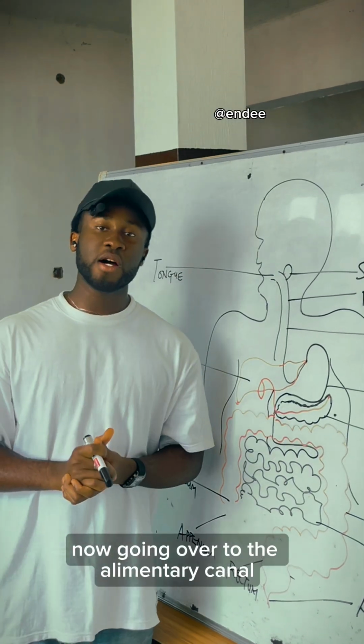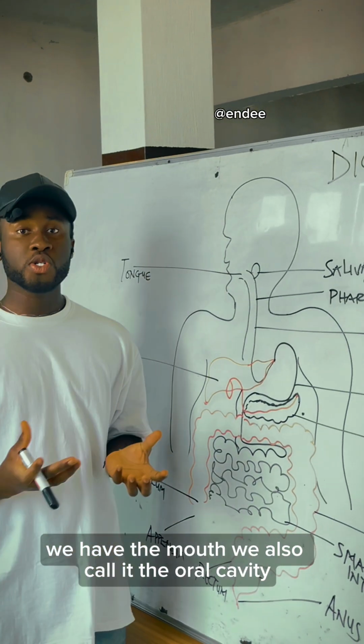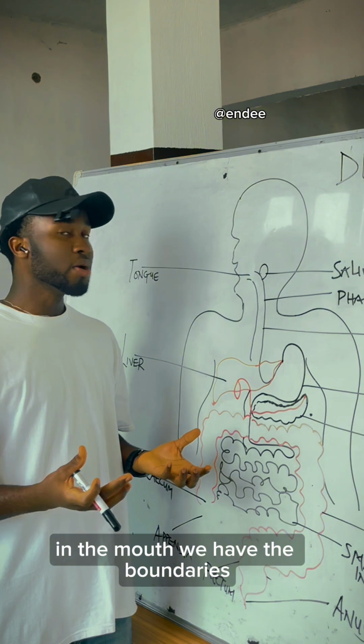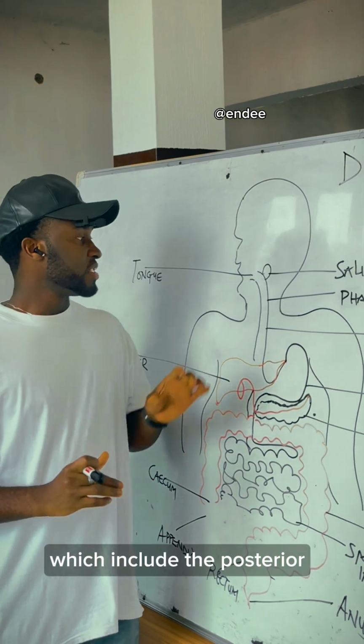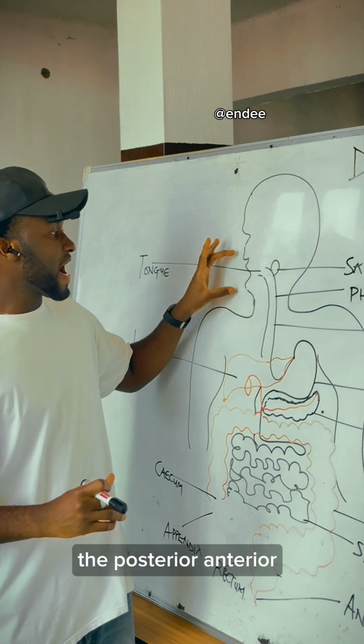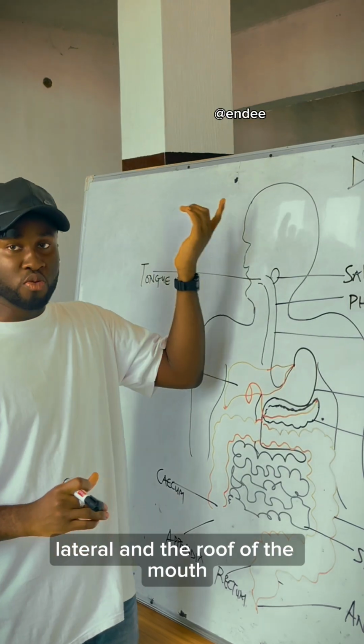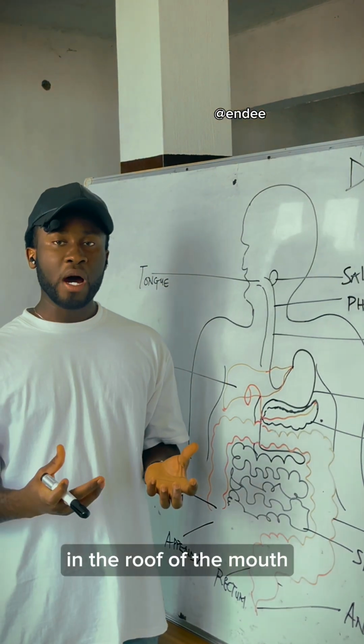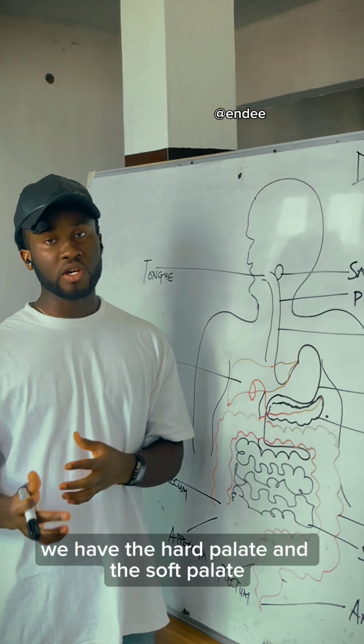Now, going over to the alimentary canal, we have the mouth. We also call it the oral cavity. In the mouth, we have the boundaries, which include the posterior, anterior, lateral, and the roof of the mouth. In the roof of the mouth, we have the hard palate and the soft palate.